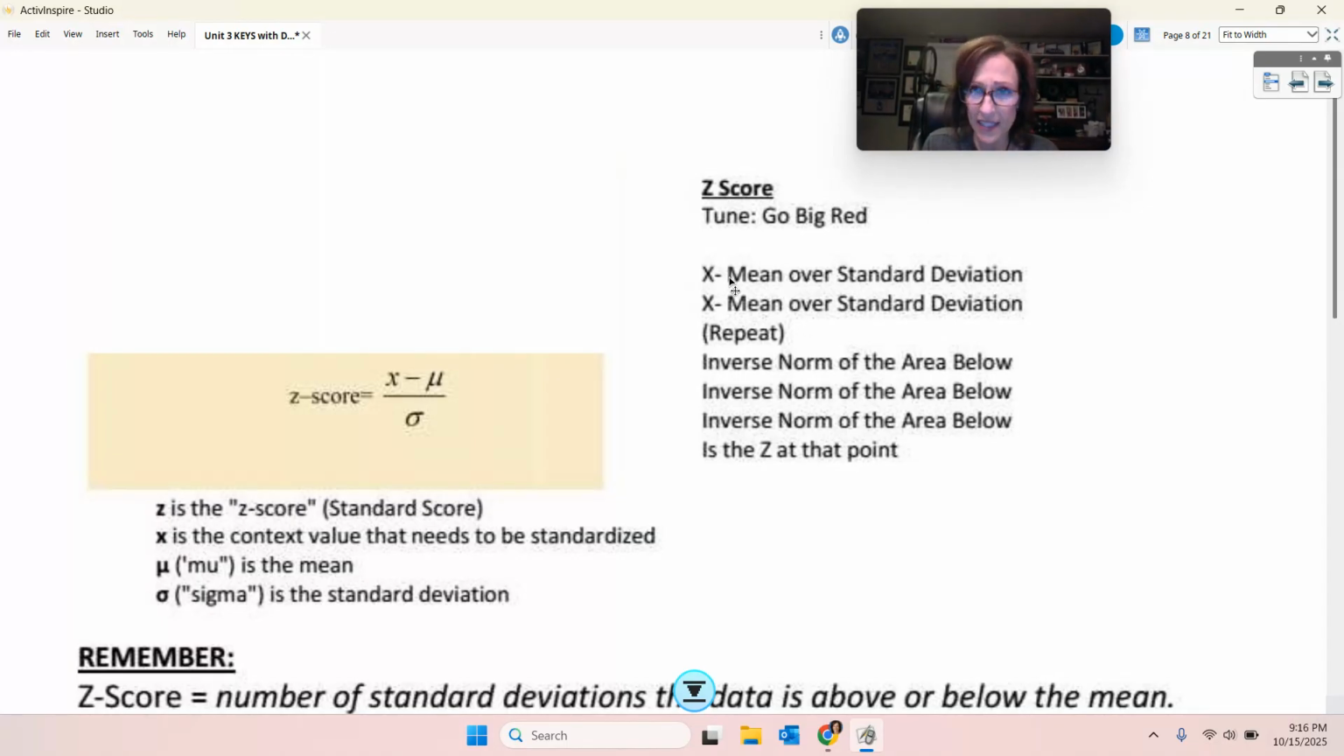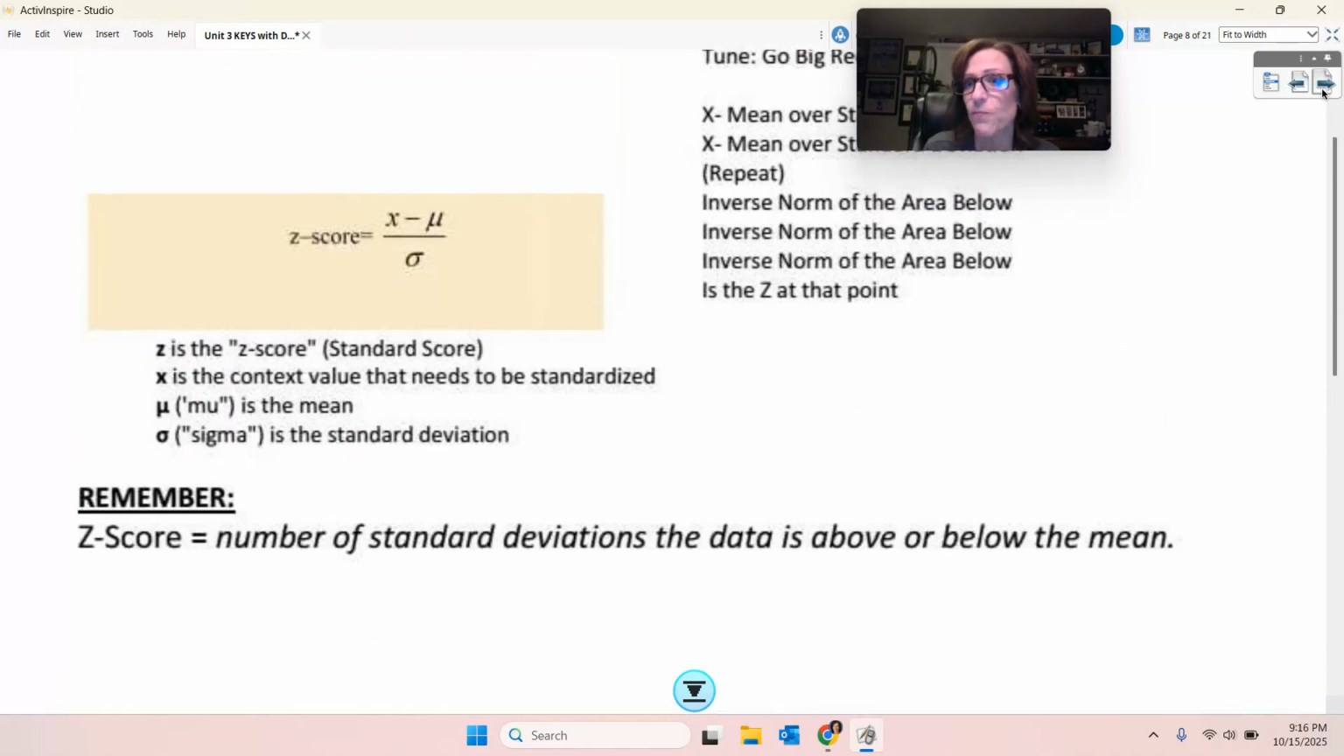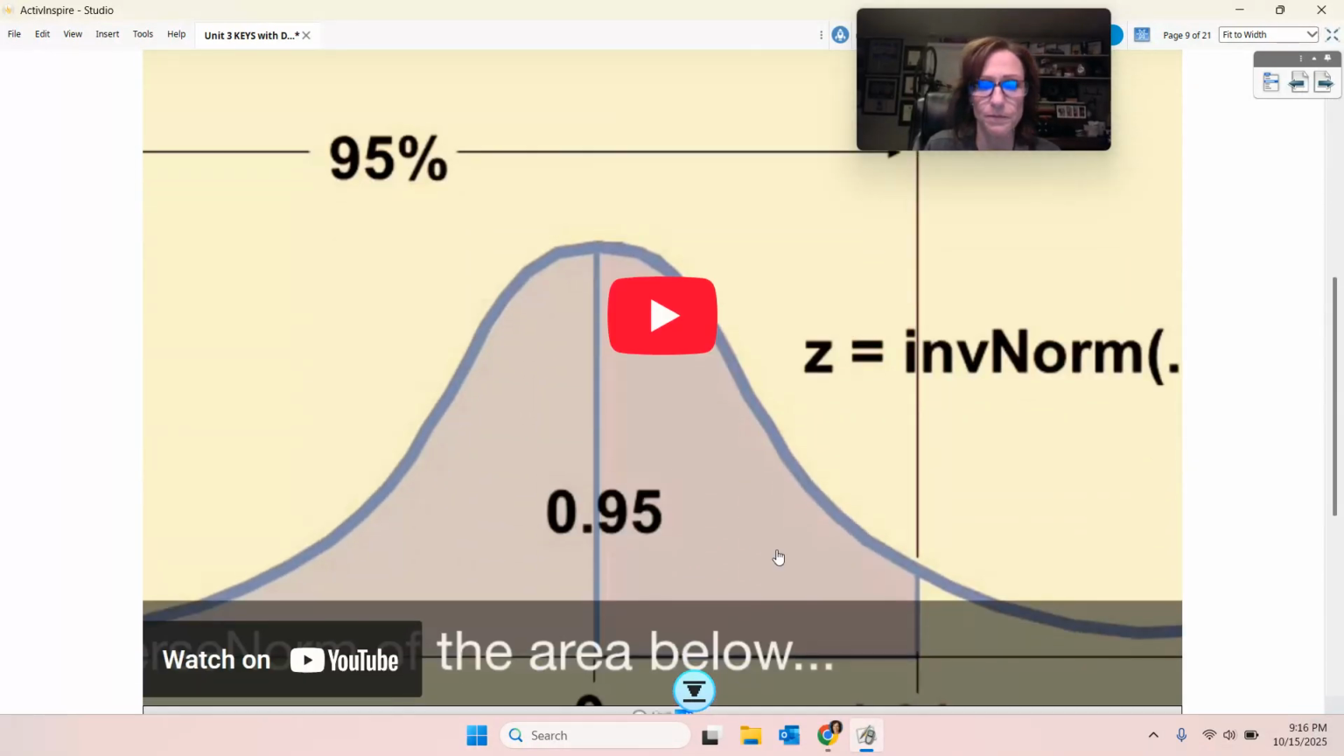In this song, you're only going to be using this first part, x minus mean over standard deviation. This part here, inverse norm of the area below is the z at that point. Well, those are TI-84 calculator commands, which we don't have anymore. Now I have a Desmos thing, so obviously I'm going to have to rewrite the second part of this song. But let's go ahead and listen to just the first part of it, and then we're going to put it into action. Here we go.